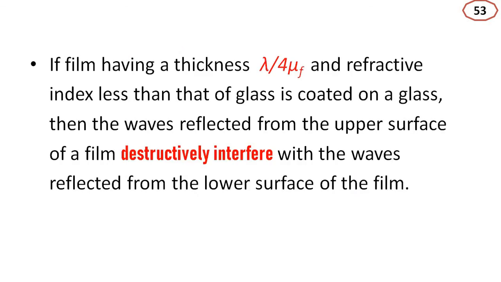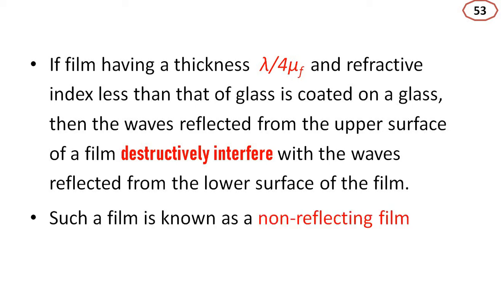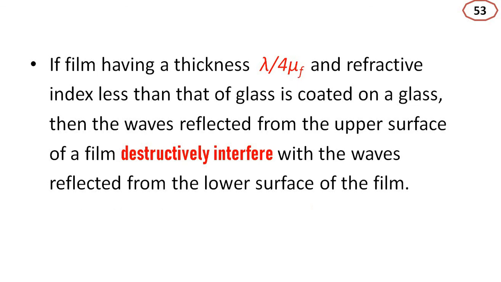That means if the film having a thickness T equal to lambda by 4 mu f and refractive index less than that of glass is coated on a glass, then the wave reflected from the upper surface of a film destructively interferes with the waves reflected from the lower surface of the film. Destructive interference means it will produce darkness. Such a film is known as non-reflecting film. In that way we can eliminate the reflectivity.